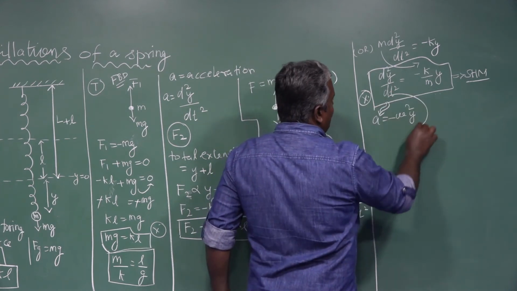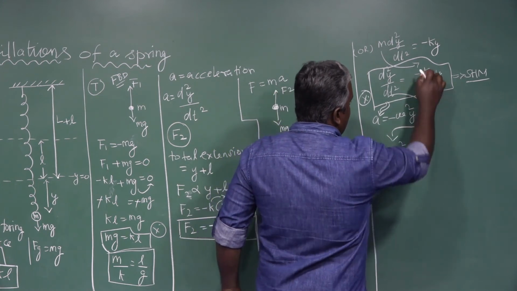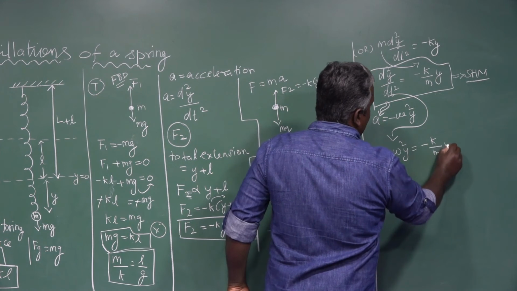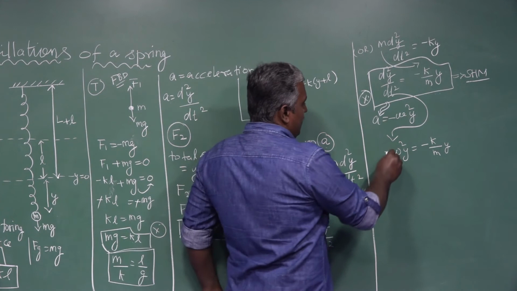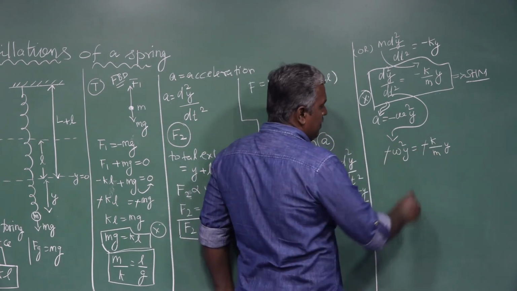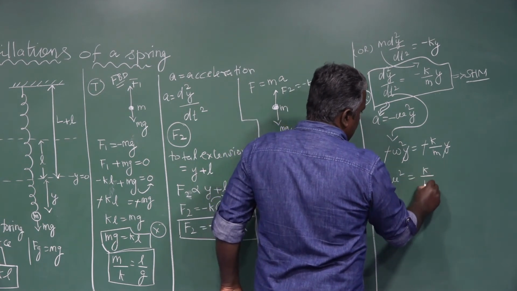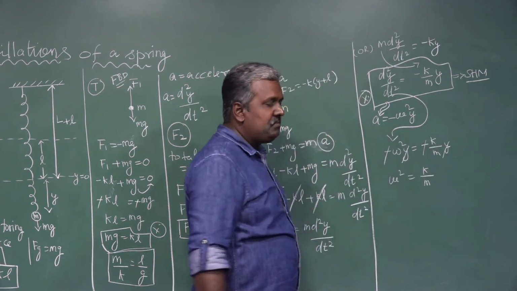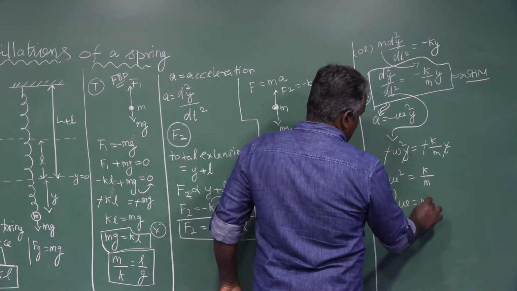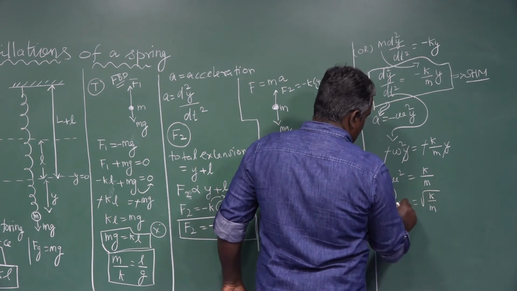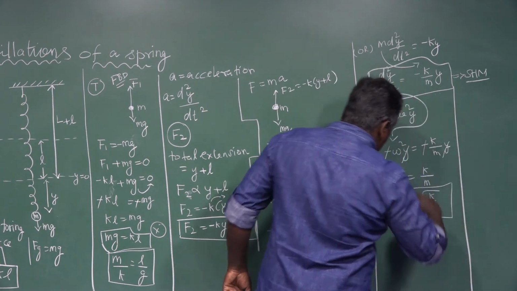So from this, minus omega square y is equal to minus k by m into y. Minus cancels, y cancels. What is the remaining? Omega square is equal to k by m. Omega is equal to root of k by m. That's all. Already told you.